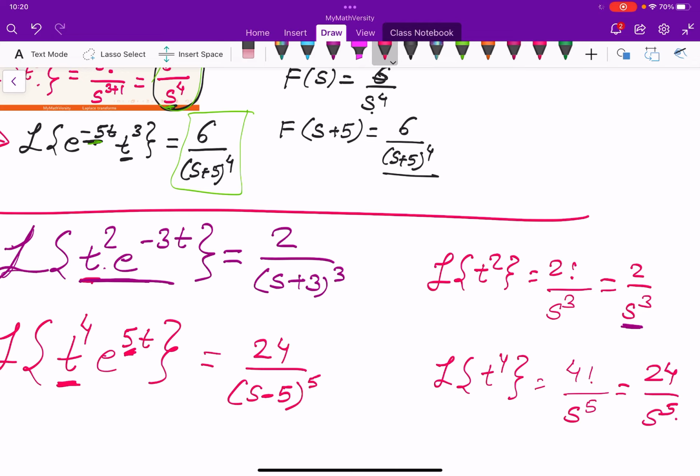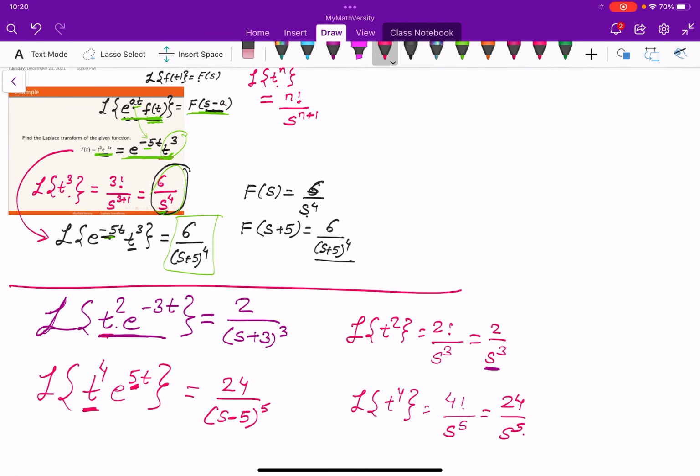All right, I hope that you get how to apply this Laplace transform formula to figure out the Laplace transform of similar functions. And thank you very much for watching this video.